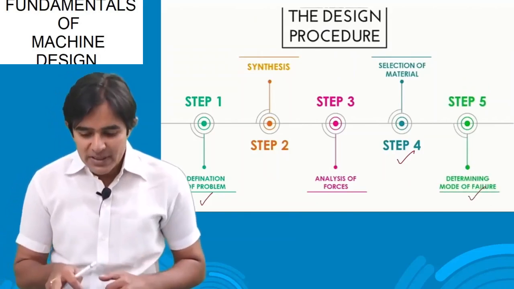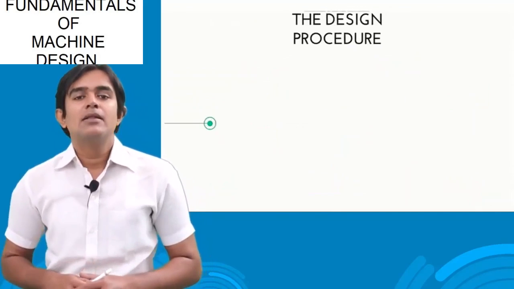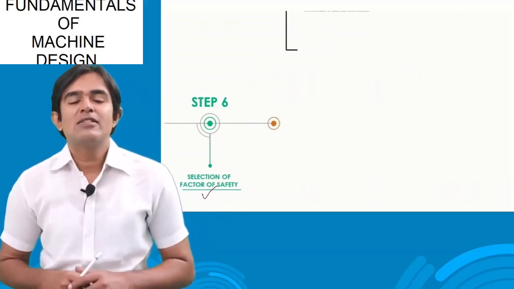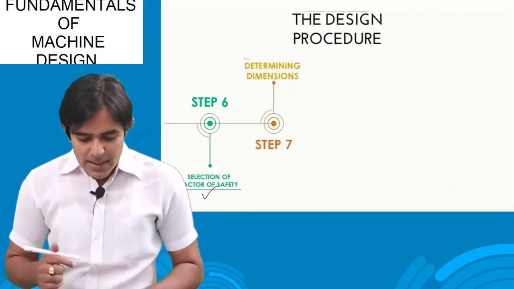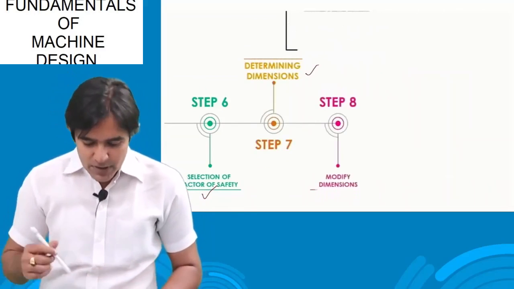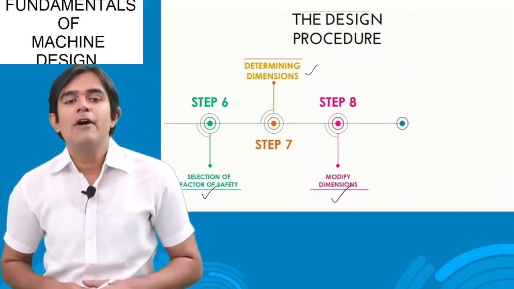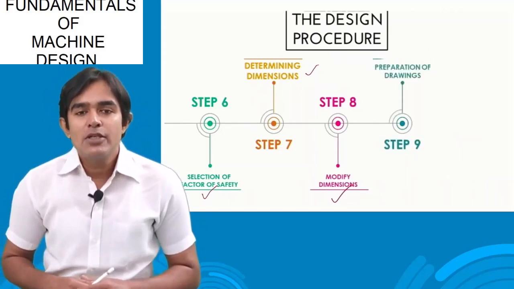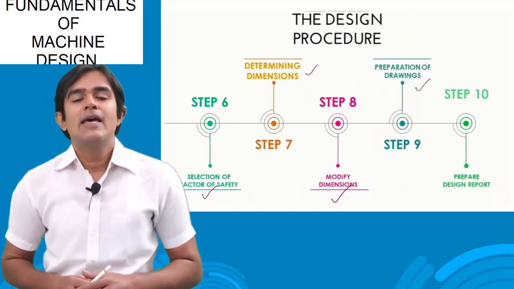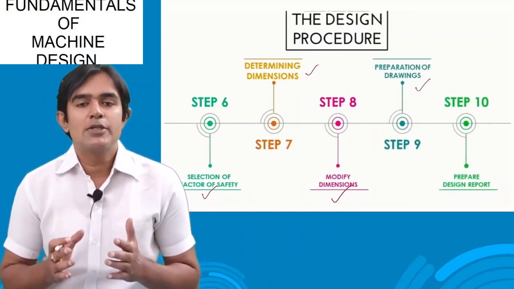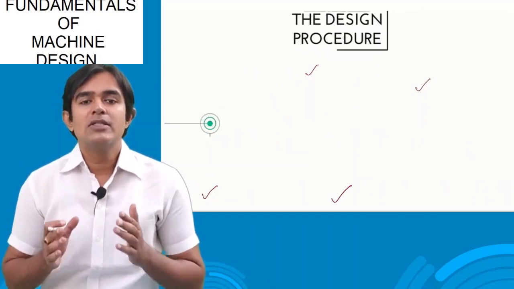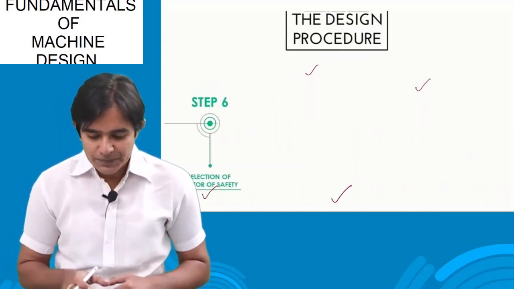Let's proceed with the sixth step. The sixth step is going to be selection of factor of safety. Once the factor of safety is selected, the next thing you need to do is the determination of dimensions. Next, you need to modify the dimensions. Once the dimensions are modified, next is preparation of the drawings, and the last step is the final preparation of the design report. Let us see one by one all the steps of this design procedure.